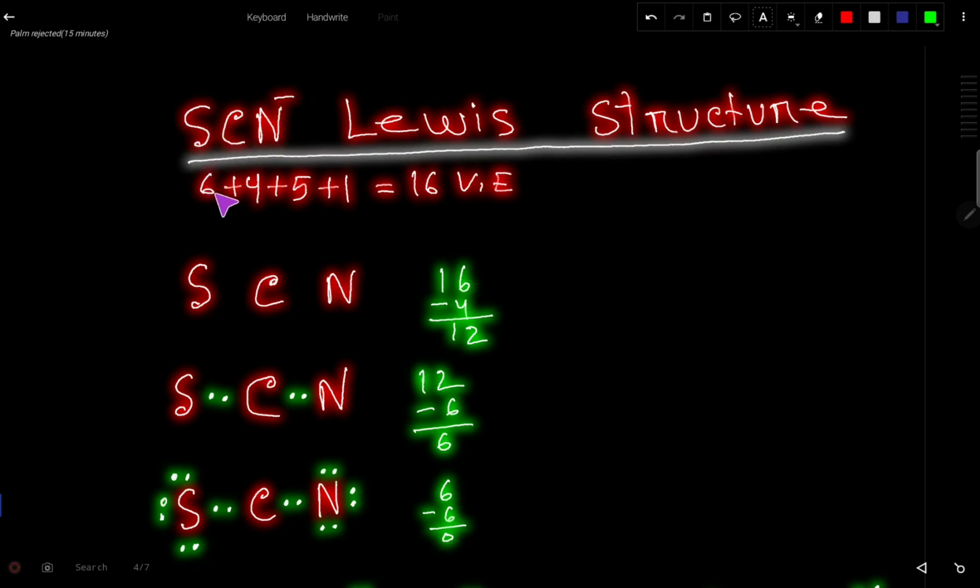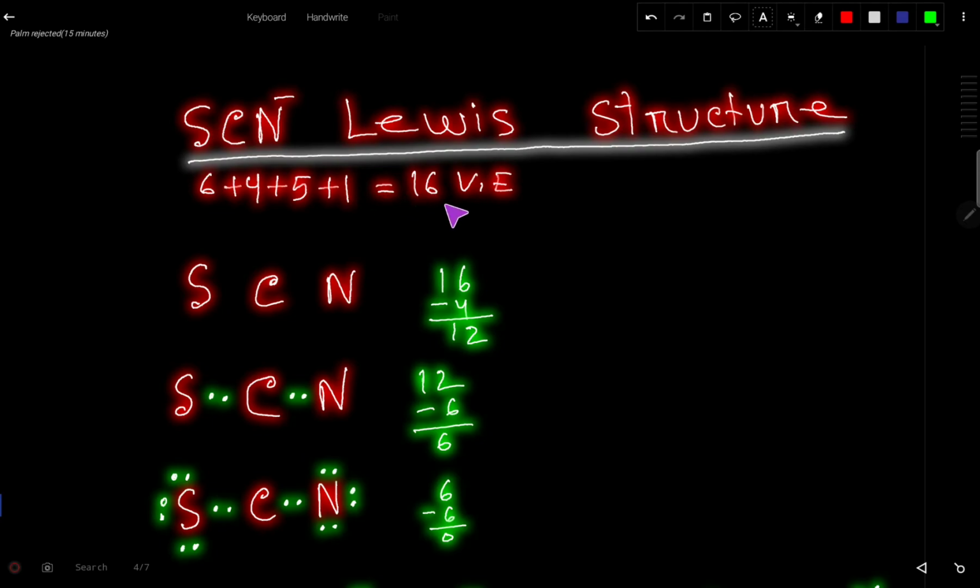Sulfur has 6 valence electrons because it is an element of group 6A. Carbon has 4 valence electrons because it is an element of group 4A. Nitrogen has 5 valence electrons because it is an element of group 5A. And for the negative charge, we have to add an extra valence electron. So basically we are getting 16 valence electrons.